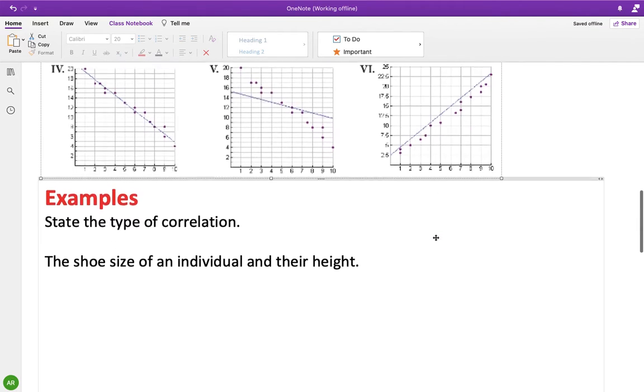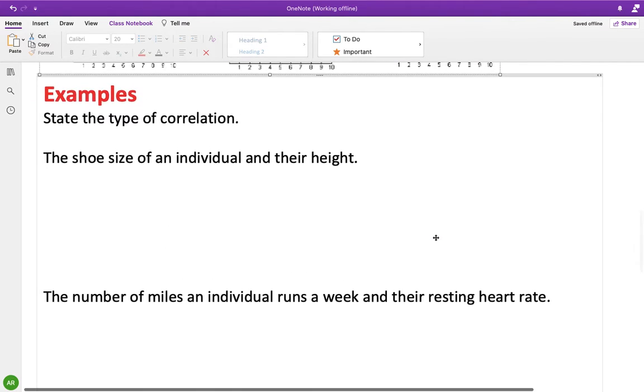All right, let's talk about correlation, going back to original things. So I'm going to give you some examples. If you think you know, tell it to yourself before I tell you. All right, state the type of correlation. So the shoe size of an individual and their height. Okay, so generally speaking with this one, this would be a positive correlation.